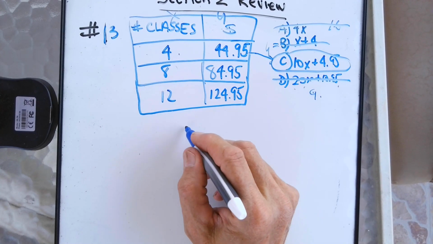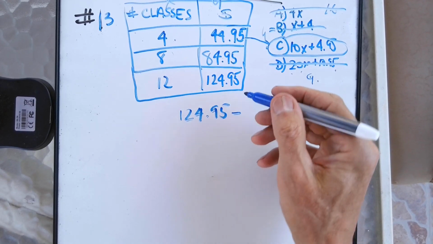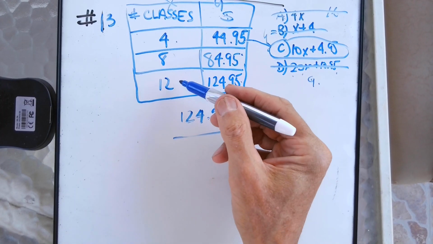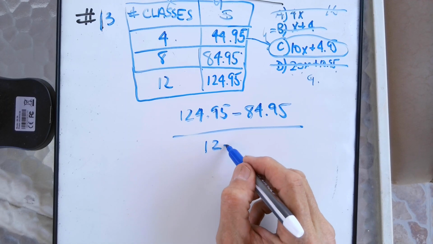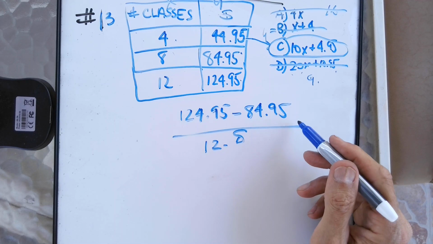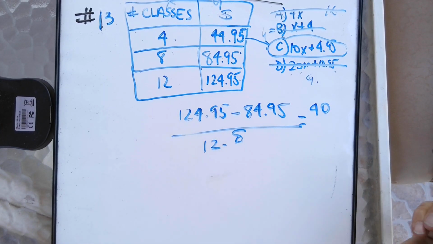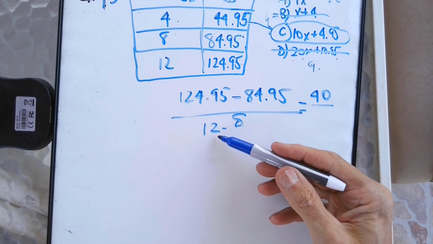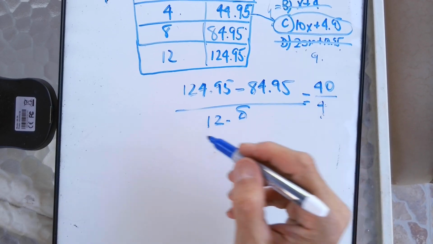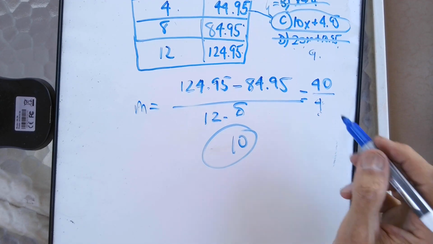So if we're going to get the slope of this, what are we going to do? We're going to do 124.95 minus, right? That's a y minus the y value, 84.95, over the x minus the x value. So that's 12 minus 8, right? What is this? 24.95 minus 84.95. That looks like it's just $40, right? 40. I should get my calculator. And then this is going to be 12 minus 8, which is what? Which is just 4. And 40 divided by 4, right, equals 10, right? 10, which is the slope of this line.